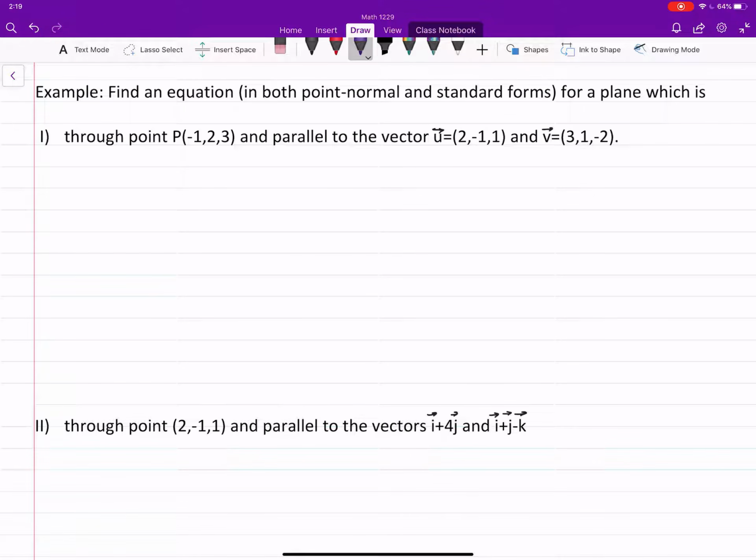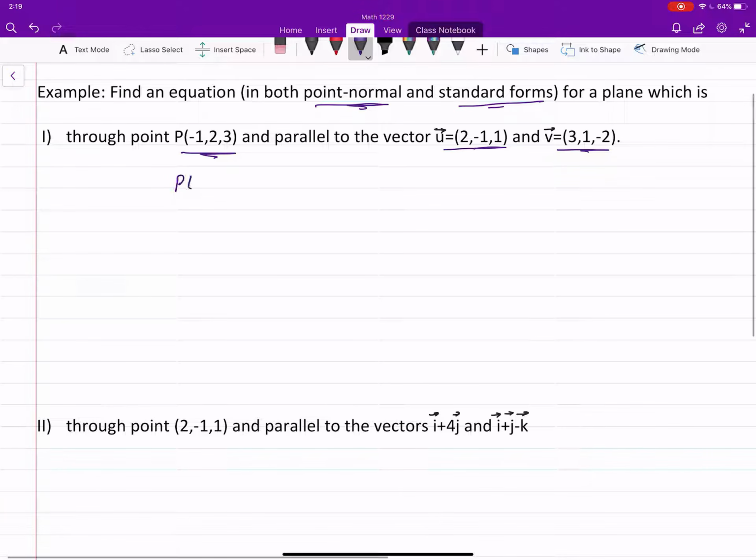Okay, let's do some examples for equation of plane. In this video, we have two examples, and in both cases, we need to write both standard form and point normal form. Well, the first part is a plane which is through point -1, 2, 3, and is parallel to vectors u and v. Well, you should always remember I need a point. Here it is given, -1, 2, 3, and I need a normal vector to be able to write an equation for a plane.